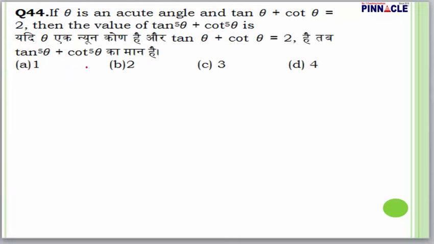Question number 44. If theta is an acute angle and tangent theta plus cot theta is equal to 2, then the value of this expression would be how much? Now how can this be 2? When we have theta is equal to 45, then this is 1 and this is 1, it will be 2. So 1 plus 1, that would be 2, answer is 2.